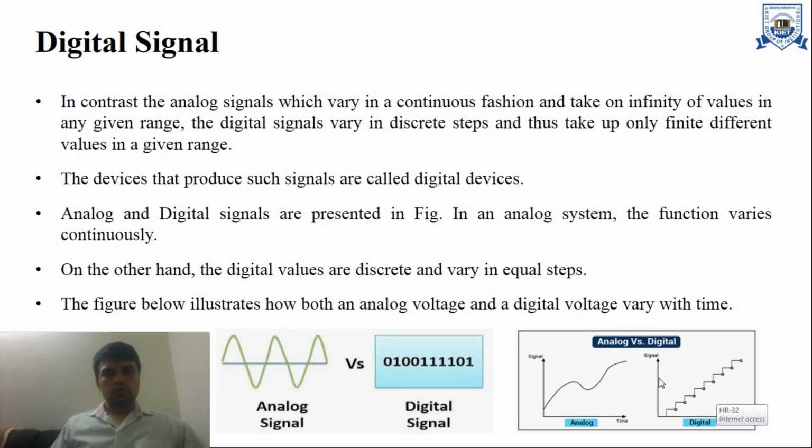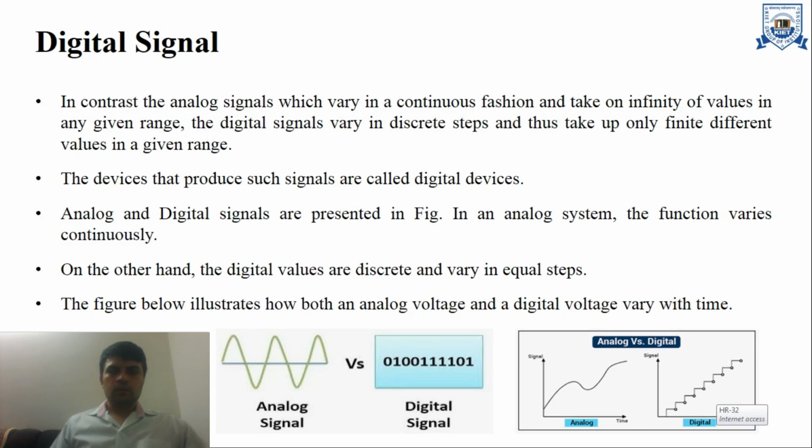Then digital signal. In contrast to the analog signals which vary in a continuous fashion and take on infinite number of values in a given range, the digital signals vary in discrete steps, thus take up only finite different values in a given range. In analog signal we have infinite values, in digital signal we have finite values and discrete steps in a given range. The devices that produce such signals are called digital devices. Analog and digital signals are presented in the given figure.